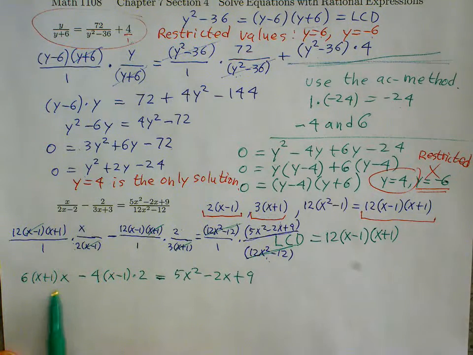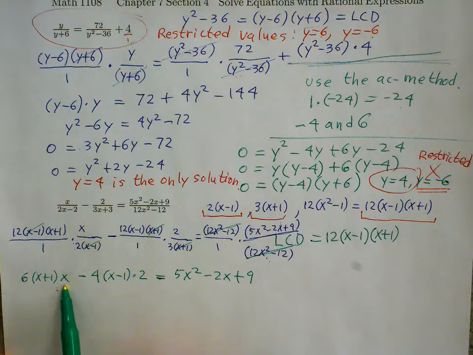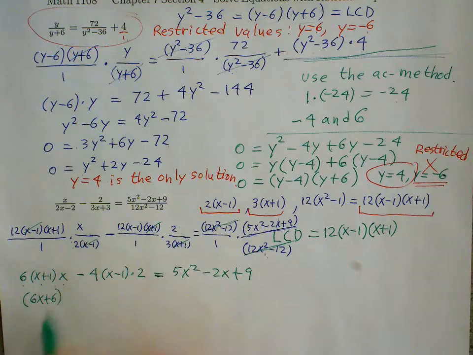Okay, on this product, you need to be pretty careful here. 6 times x plus 1 times x. So if we multiply 6 times x plus 1 first, then we have to multiply that entire quantity by x.